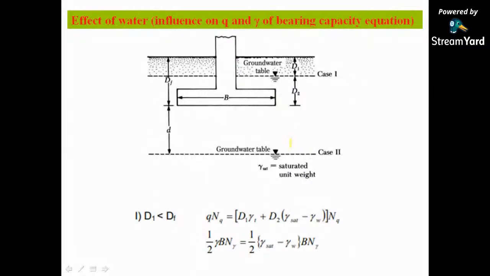If the case is 2, the water table is below the base of the footing, then from the base of the footing to the ground level it will be Df, and from the base of the footing to the water table it will be d. And here the soil will have saturated unit weight. So in the first case, when D1 is less than Df, you have to calculate q and Nq by this formula and gamma and B N gamma by this formula.